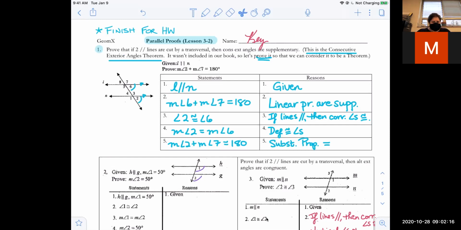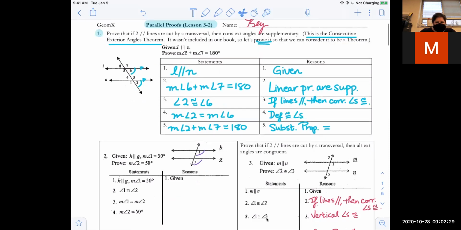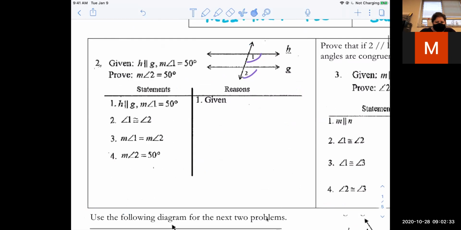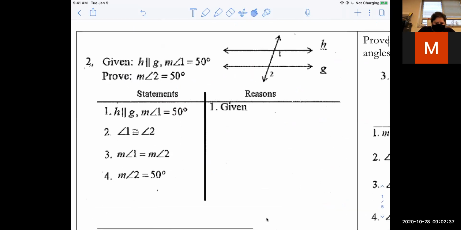All right, so we talked about proofs, and again, this is back from 3.2. So we're starting with parallel lines and we're proving things about the angles in the parallel lines. So for number 2, they've given you the statements on this one, so we're just filling in the reasons.